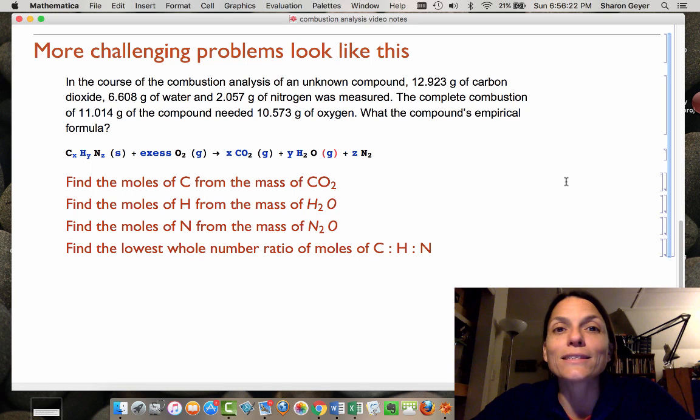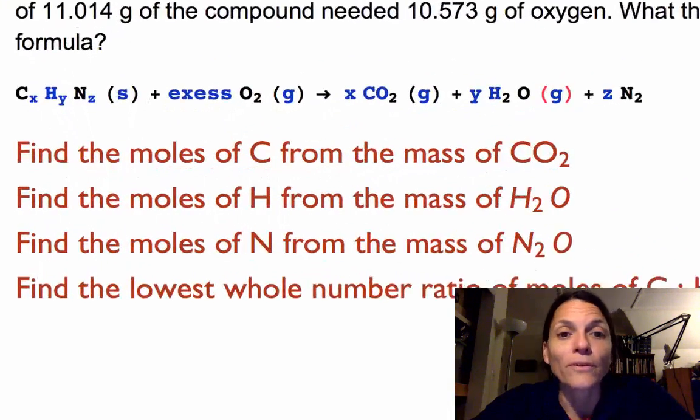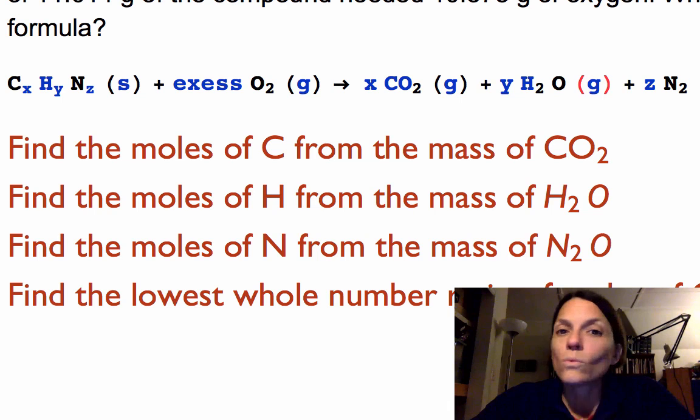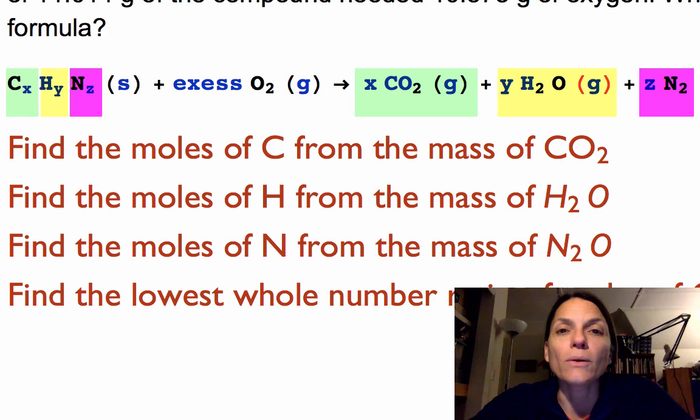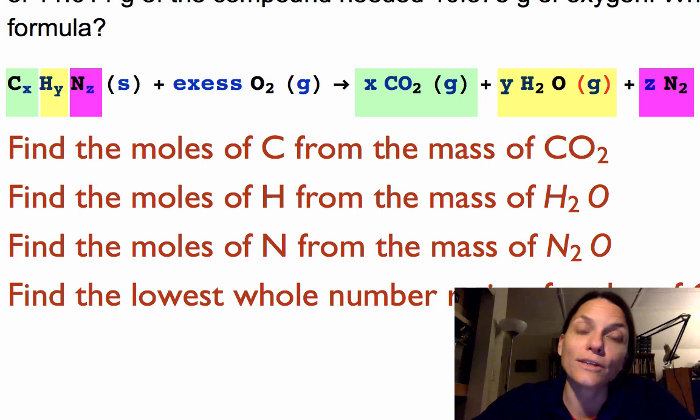Well, it's obvious that this compound contains carbon and hydrogen and nitrogen. It's burned in excess oxygen, so we're going to assume that oxygen is not in the chemical formula. This is going to be very similar to before, except we have one more step, because if you look here, I've written a generalized equation for our hydrocarbon that includes nitrogen.